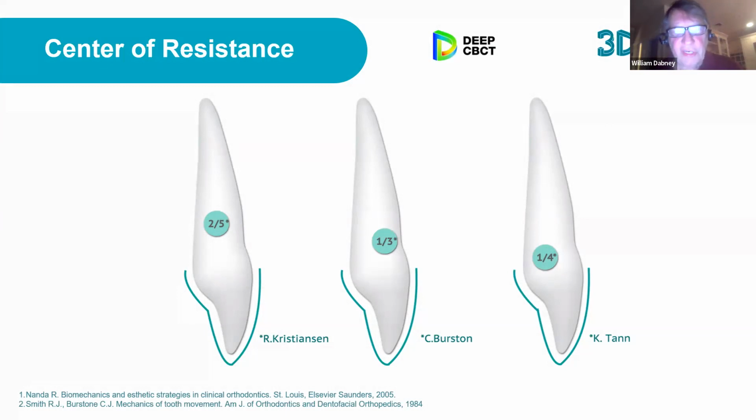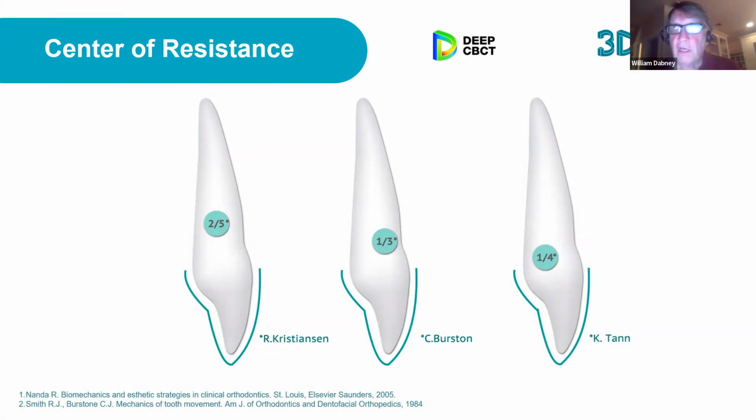These are representative of articles in our literature that talk about where the center of resistance is. And the center of resistance is which way the teeth move around that point. So if you're at 40% of tooth resistance, you then plan your mechanics at 40%. If you're 33%, if you're 25%. So these are great, but they don't take into account individual teeth.